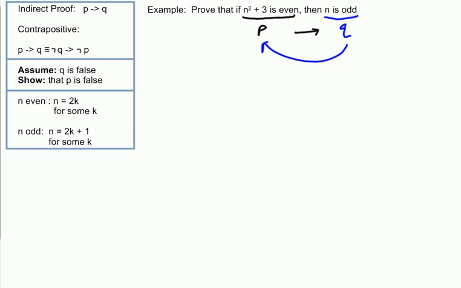Okay, now we're not going to show Q implies P. That's not an implication arrow there. What we're going to show is that not Q implies not P. Okay? So once we recognize this is the contrapositive, we can get to work on our proof.